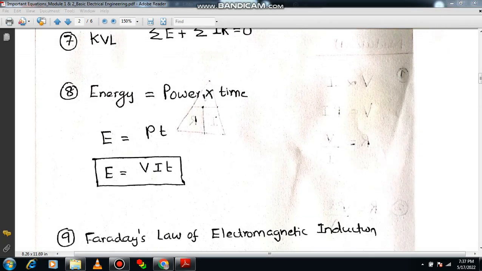Then I would like to discuss how to calculate energy. Energy is nothing but power multiplied by time. So power into time. What is power? Power means voltage into current. That should be multiplied with the time. So I will be getting energy is equal to VIT. You can modify the equation, no issue. And also, what is the commercial unit of electricity? So the commercial unit is kilowatt hour, kWh. That is also something you have to remember.